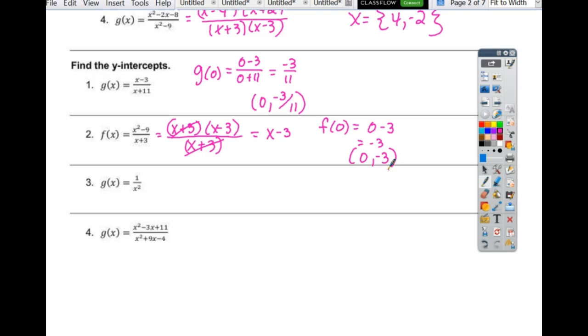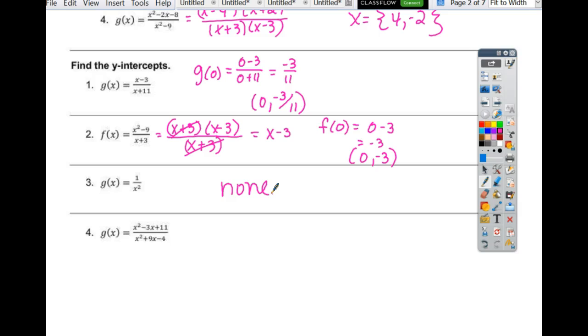How about the next one? What's 1 divided by 0? Can you do that? Why not? You can't divide by 0. It's an error. You get error. So this is none. And this is okay to write none because it's an actual point. So it's none.